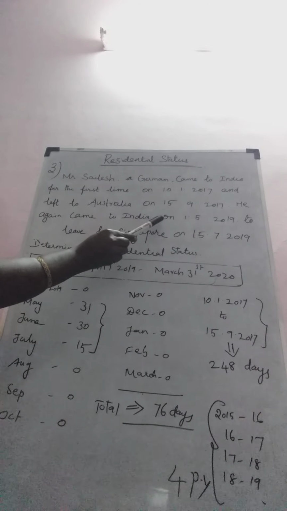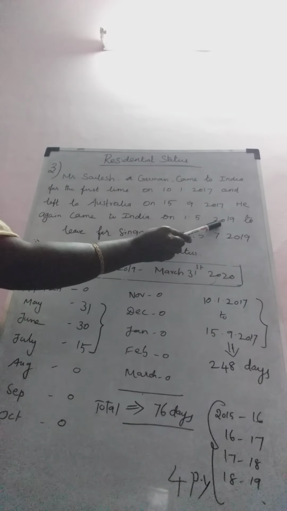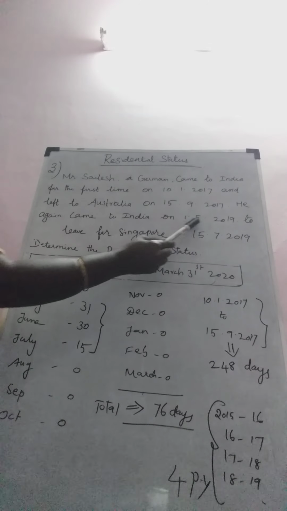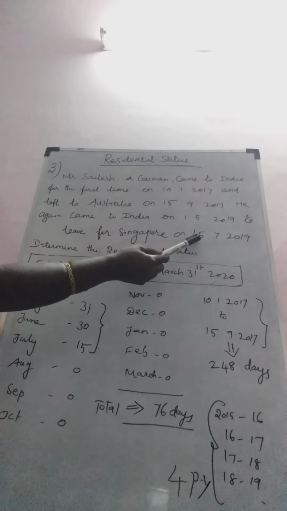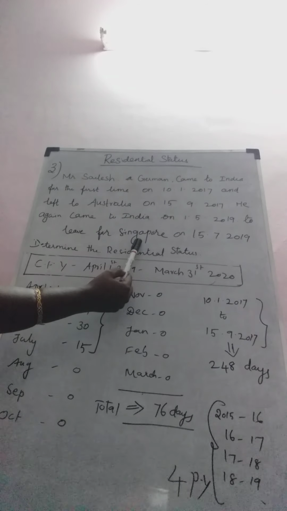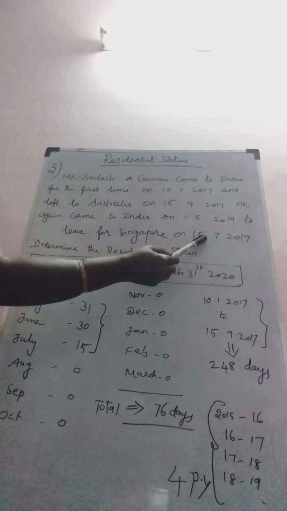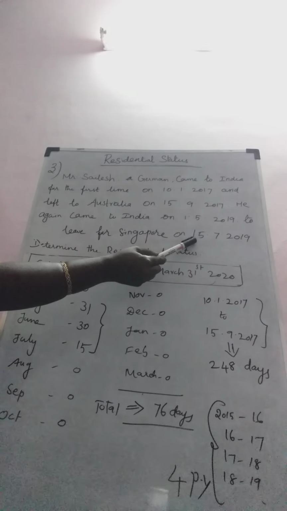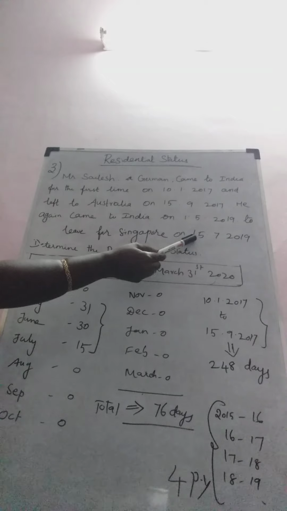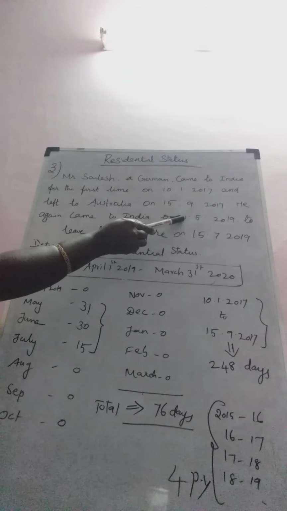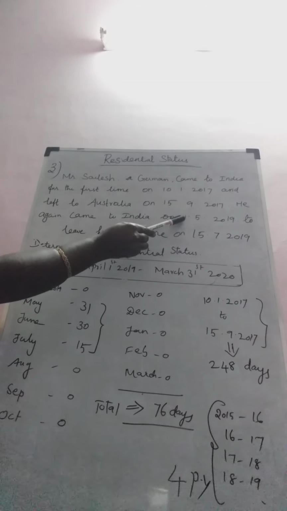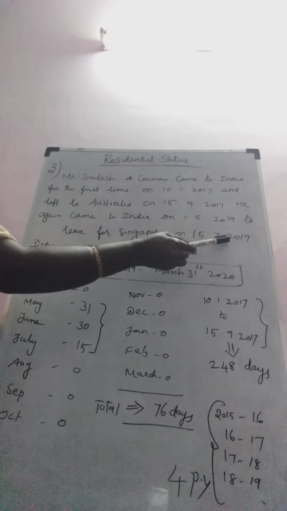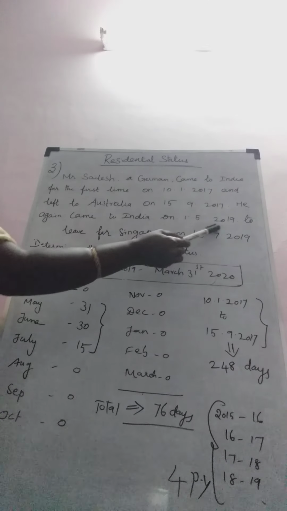He stayed in India from 1/5/2019 to 15/7/2019. On 15/7/2019, he left India and went to Singapore. Okay. So the day when he left India, that also should be considered to calculate the total number of days stayed in India. So here he was in India from 1/5/2019 to 15/7/2019. That is 5th month to 7th month.